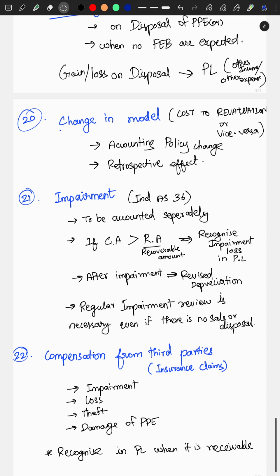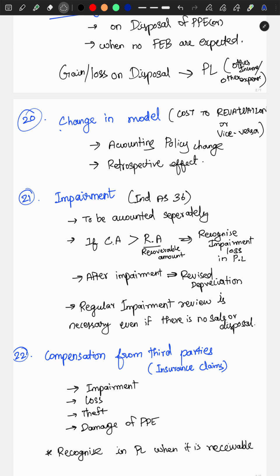And okay, impairment has to be accounted as per Ind AS 36. So it has to be accounted separately. The basic crux is, if carrying amount has exceeded the recoverable amount, let's say the book value of the carrying amount of PPE in my books is 10 lakh, but the recoverable amount is 8 lakh. In that case I have to restate my carrying amount.